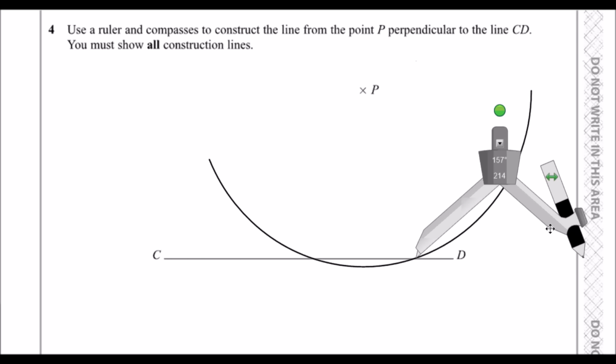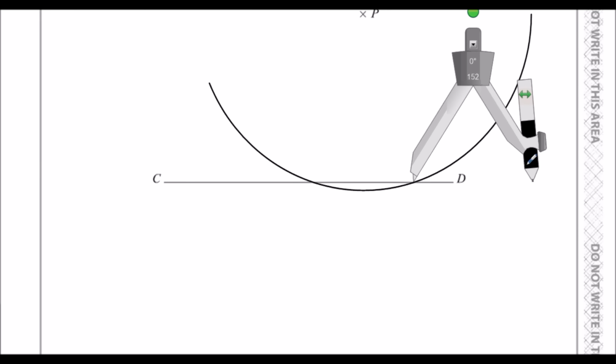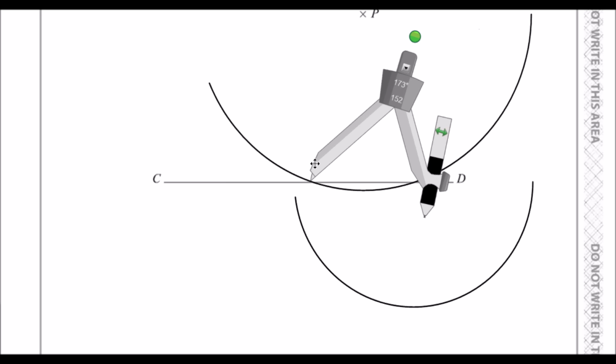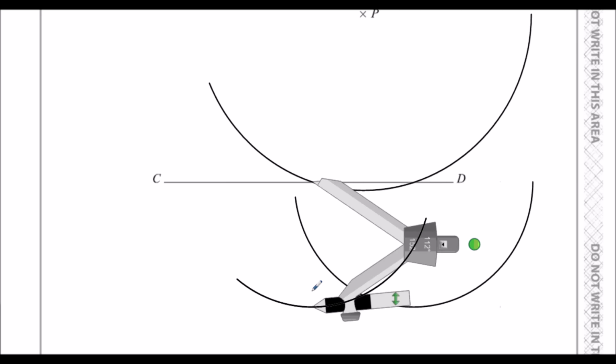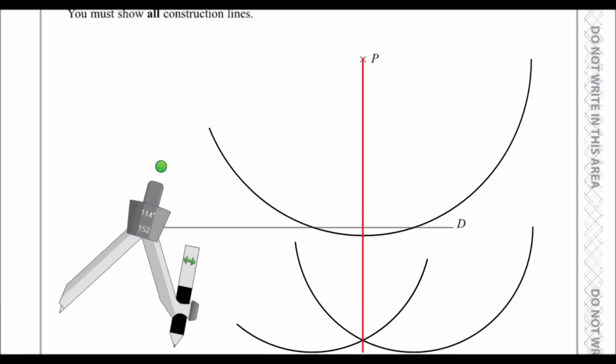And then from each of these 2 points, I'm going to draw another arc. And where those 2 arcs meet will be another point equal distance from these points. So if I connect P to my point down here, I will have a perpendicular line. So that is my perpendicular line.